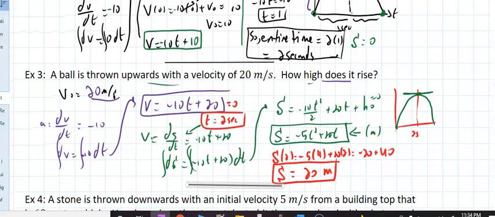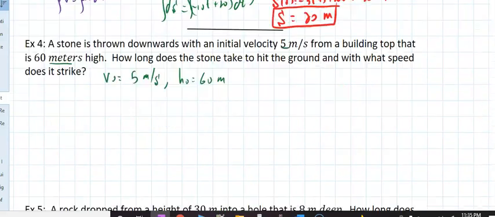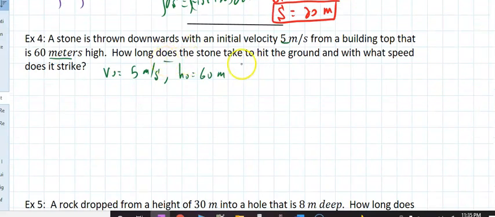Again, fairly simple if you understand that anything that you toss up will come up and back down. That's these type of problems. Example 4 says, a stone is thrown upwards with an initial velocity of 5 meters per second, from a building top that is 60 meters high. So here we have the initial height to be 60 meters. It's no longer 0. How long does the stone take to hit the ground, and with what speed does it hit the ground or strike?